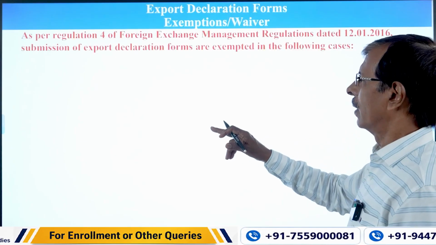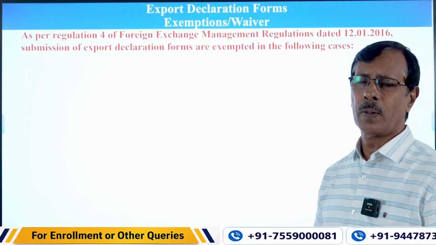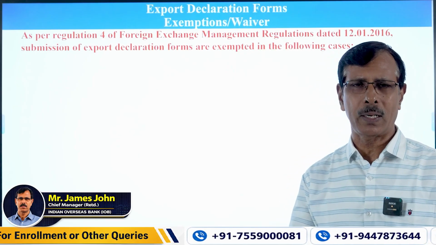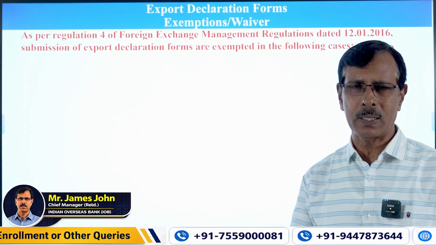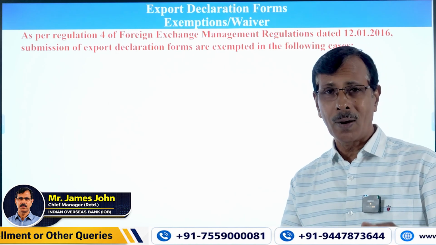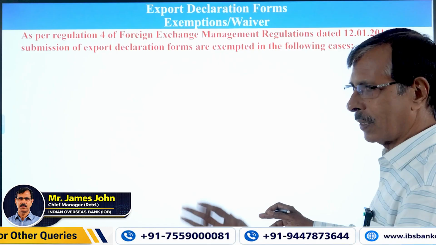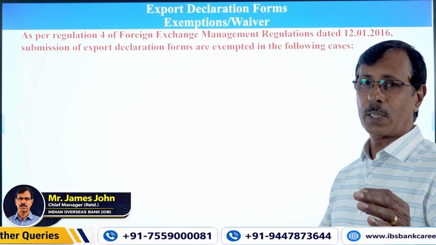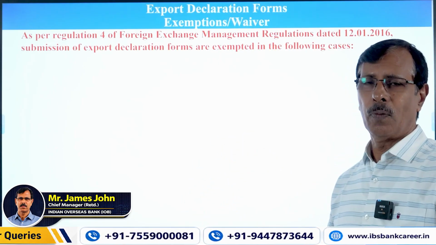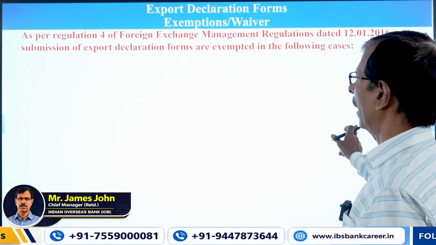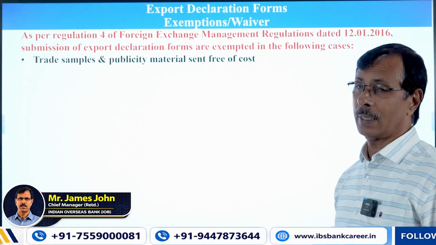Now, this declaration form has to be submitted to the customs authority at the time of approval of the shipment in all cases except the following. What are the cases? Because there can be a question. A declaration form is not required for the following items. They will say 2-3 items. Now, what are the items where the declaration form is exempted?